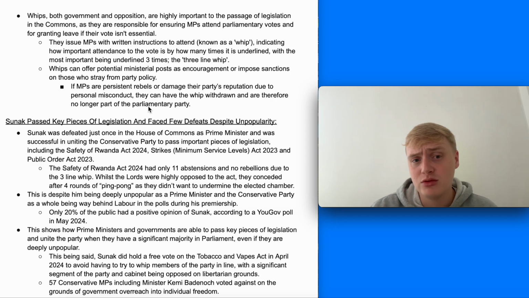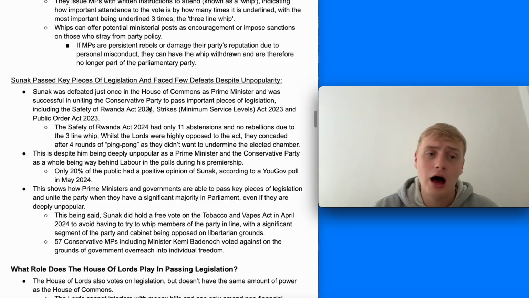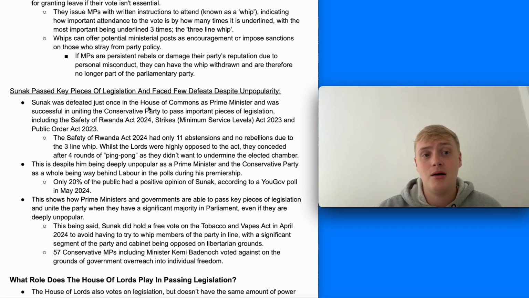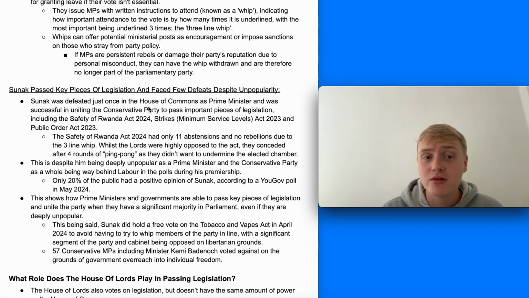A good example of the government's dominance of the legislative process is that Sunak was able to pass a number of key pieces of legislation, including the Safety of Rwanda Act and the Strikes Minimum Service Levels Act, despite being very unpopular, and that was linked to the fact that he had a big majority, effectively, and that the government has significant control over the legislative process.